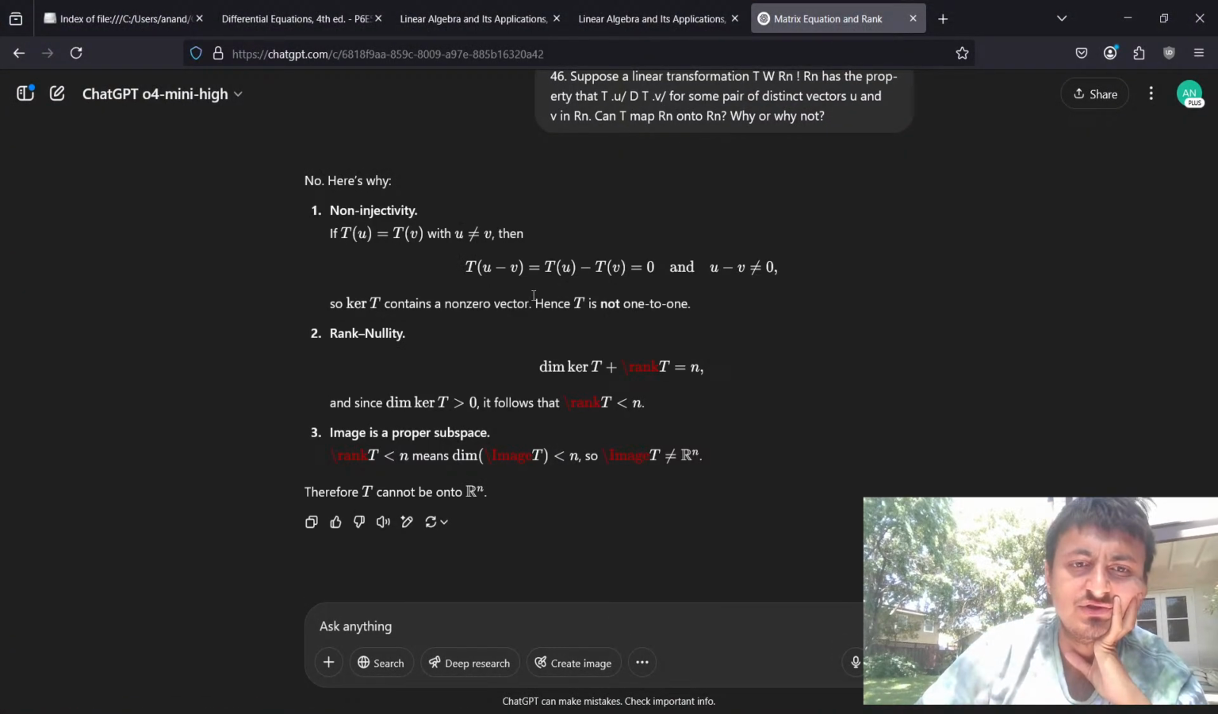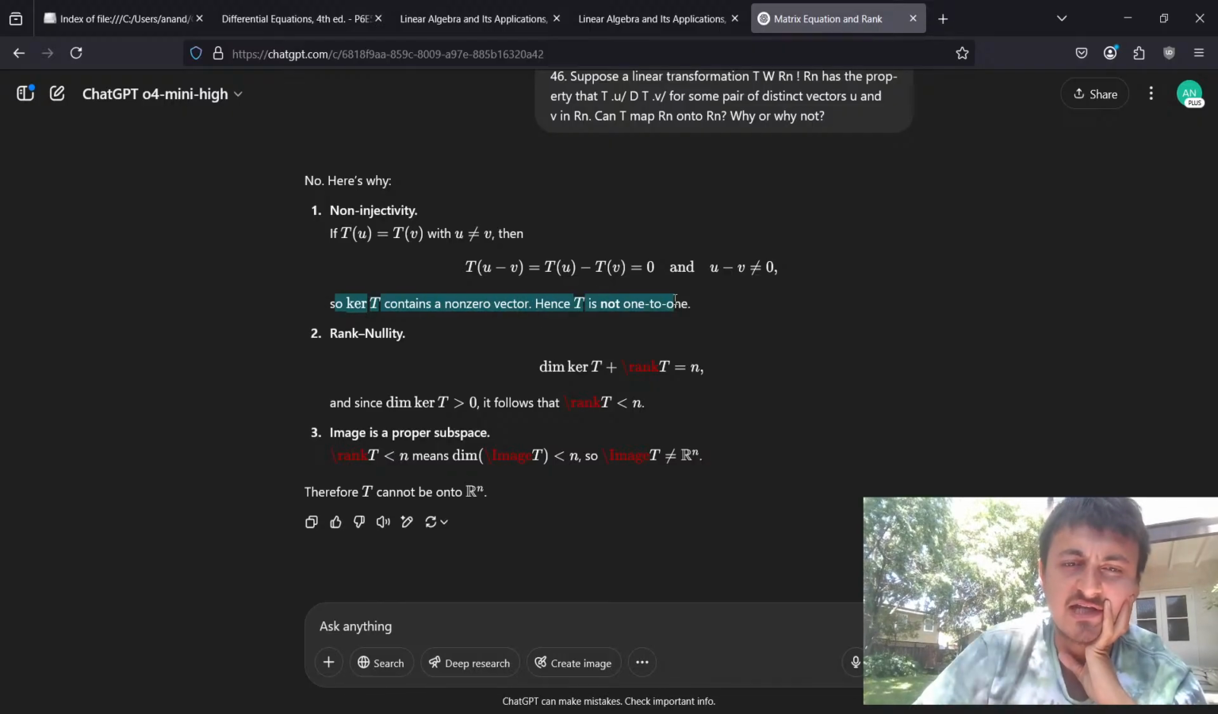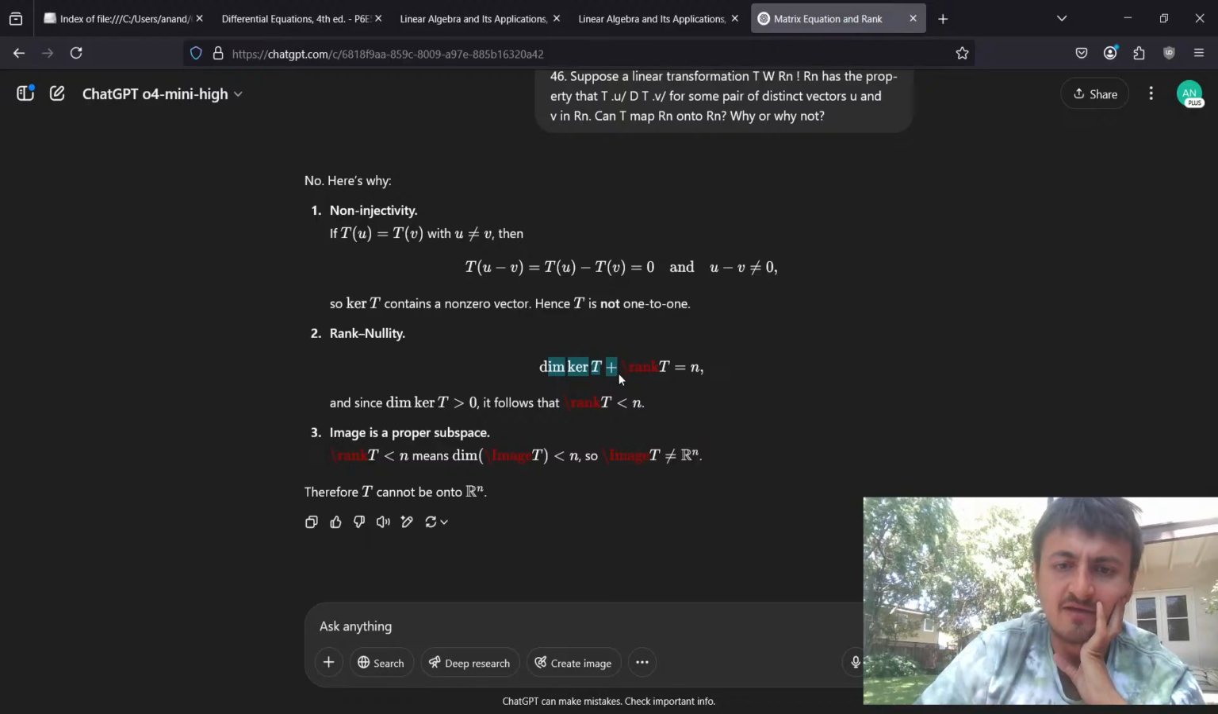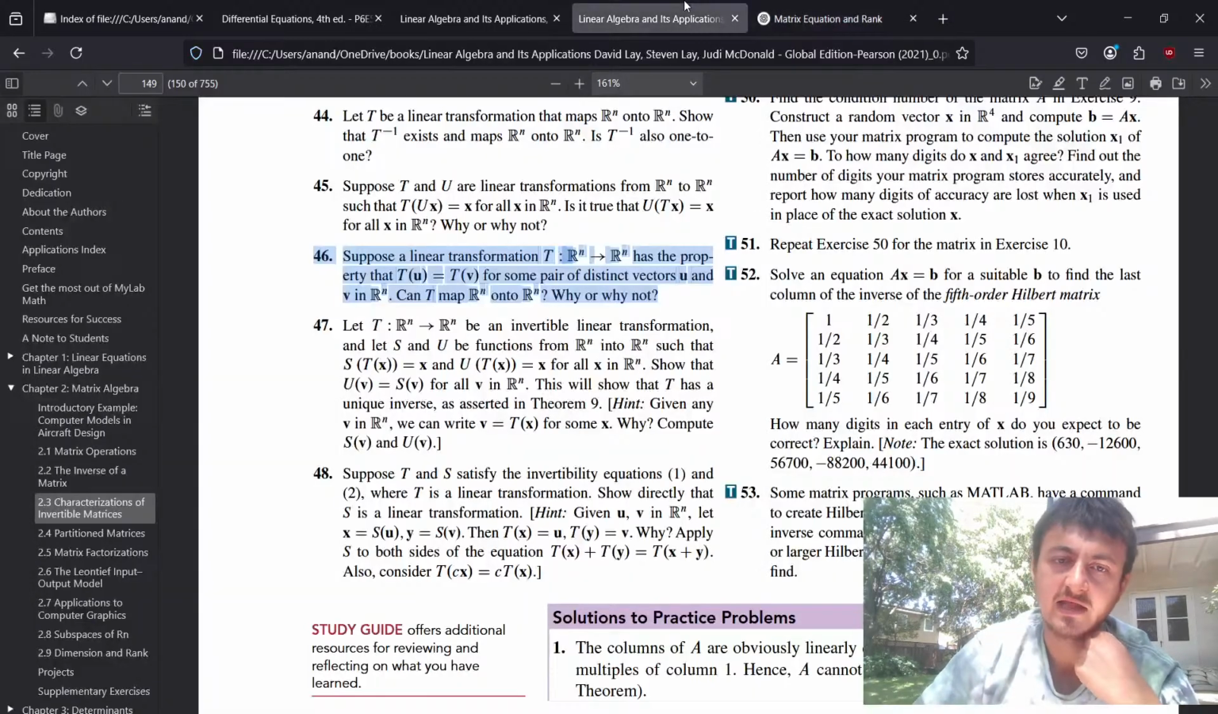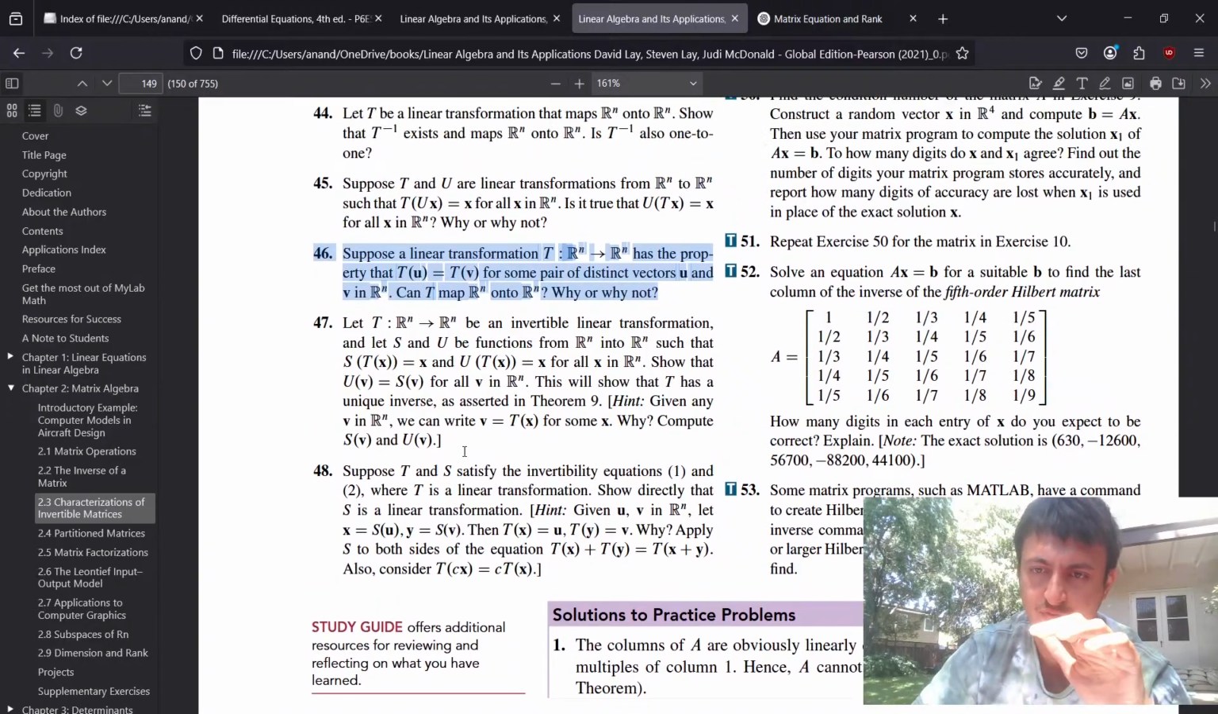Right, exactly. You do this. So the kernel of T contains a non-zero vector, so it's not 1-to-1. So then by the rank nullity theorem, there's some dimension from the kernel that you're pulling from the rank. Yeah, I like those proofs way more.